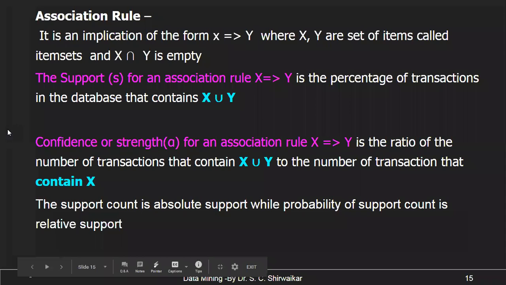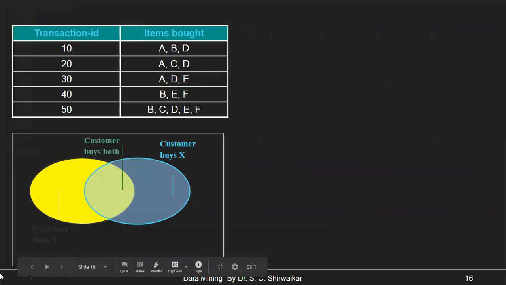I have already told you the support count is absolute support, while the probability of support count is relative support. So we'll focus on what exactly relative support is, the probability of this element. We'll take an example to make all these points clear. Just concentrate here. This is our transaction ID and these are the items. This is one item data set given.